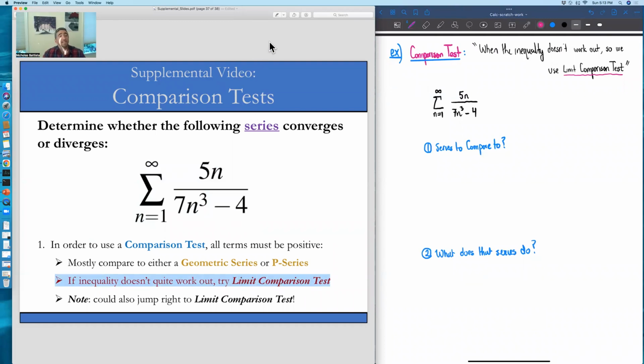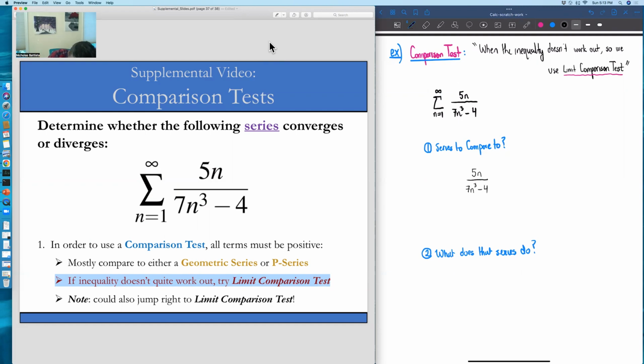We're going to try setting up an inequality. It's not going to work out the way we need to. Then we're going to lean on the limit comparison test to help us out. So with any of these comparison test problems, the first thing we need to start with is finding a series to compare ours to. So we take our series, 5n over 7n cubed minus 4.